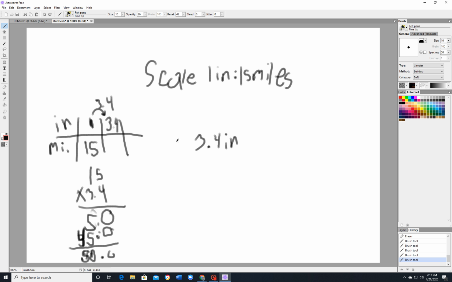So between the two cities, both of them would be 50 miles apart. So we have city 1, city 2. And that would be how you would solve for a word problem.